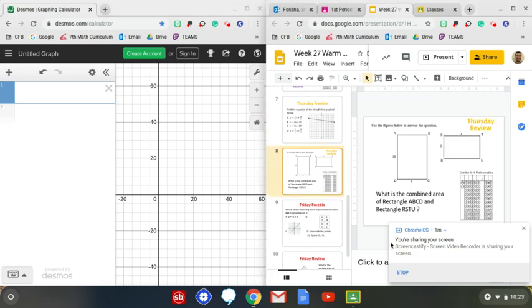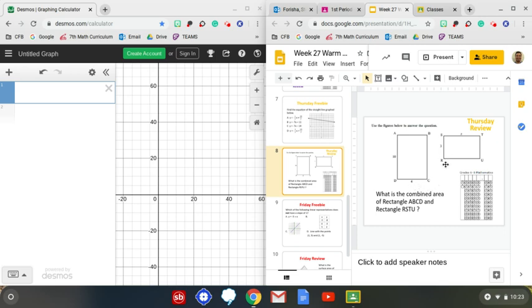Let's take a look at this one. Pretty easy as well. What is the combined area of rectangle ABCD and rectangle RSTU? Well, area is length times width, so I know ABCD, 10 times 4 is 40, so the area of ABCD is 40. We need to say what X is.